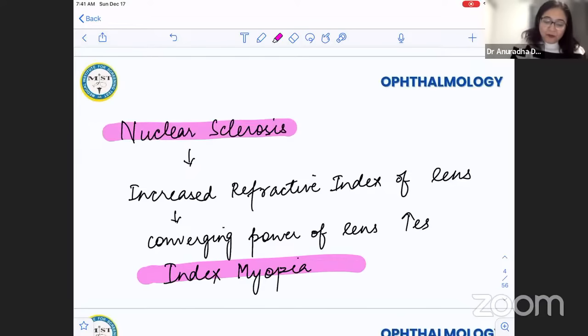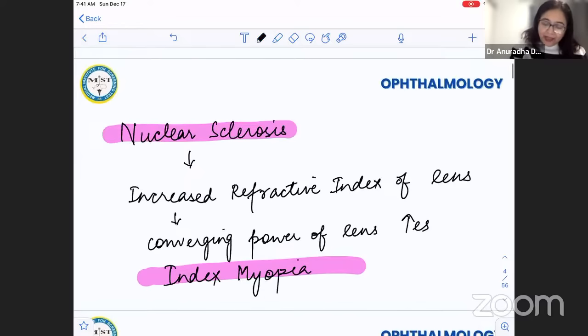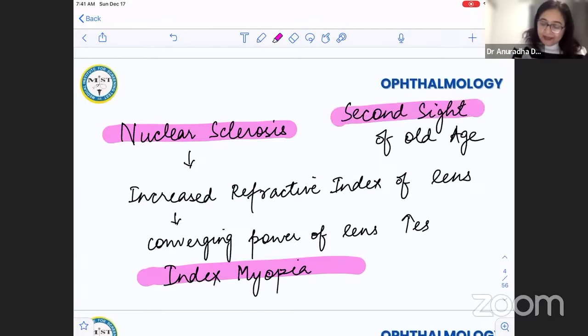So this is also known, very commonly in layman language, as second sight of old age. Remember, it is called second sight of old age, that you are again able to see near clearly. Okay? So with this explanation, you have got your answer. If you know slit lamp is showing nuclear sclerosis, then you know that the patient is able to read without glasses. It means the patient has got second sight of old age, which is due to index myopia.